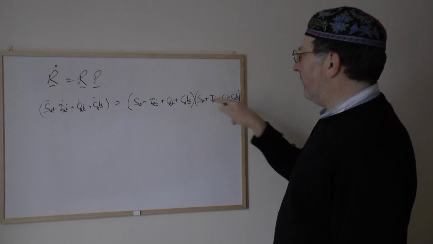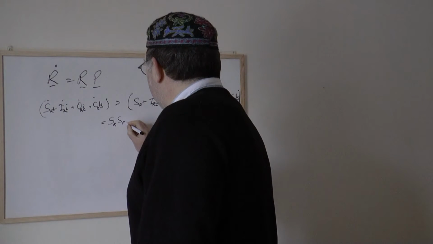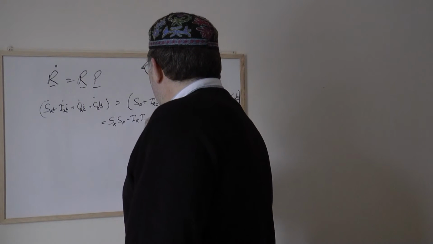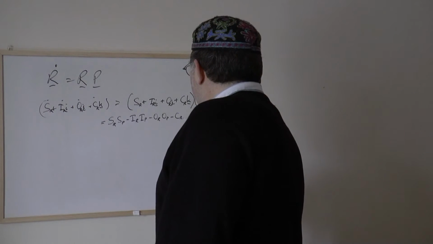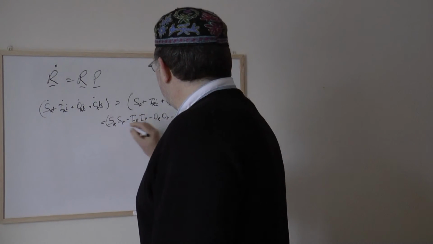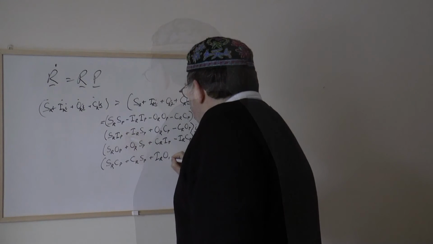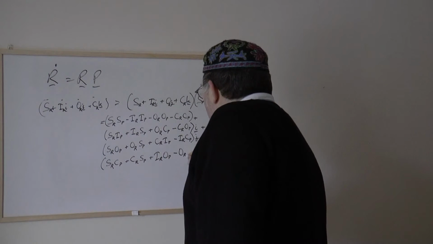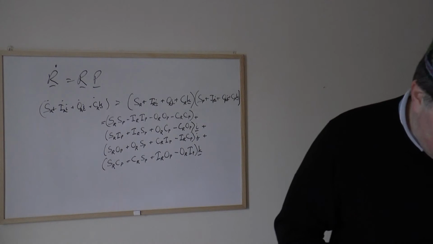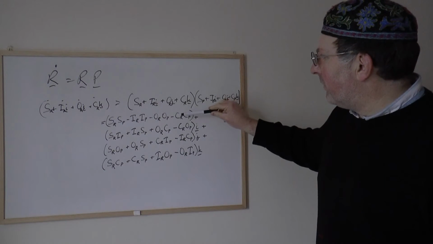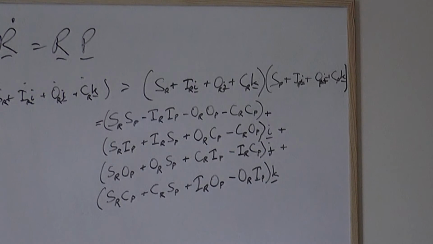So we've got to multiply out these two brackets, and this will give us SR SP minus IR IP minus OR OP minus CR CP for the first term, plus SR IR OP minus OR IP K. So these are the expressions for the rate of change of scale, the rate of change of integration, the rate of change of organisation, and the rate of change of cohesion.